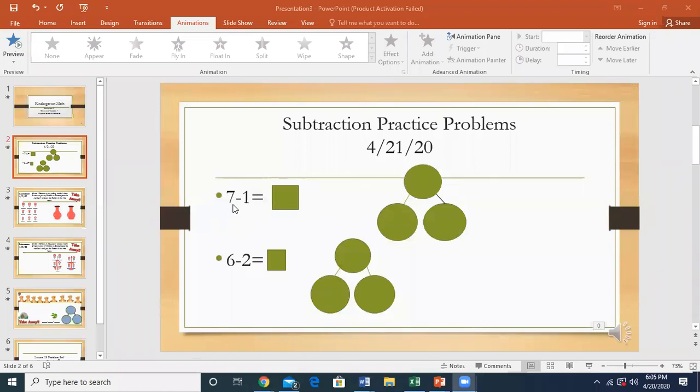So you're going to write 7 minus 1 equals, and then our mystery box. That will be problem number 1. You'll go ahead and do a number bond right next to it as well. That will support your answer. When you are done with number 1, you're going to go down and set up problem number 2. 6 minus 2 equals in our mystery box. And then you will create your number bond.